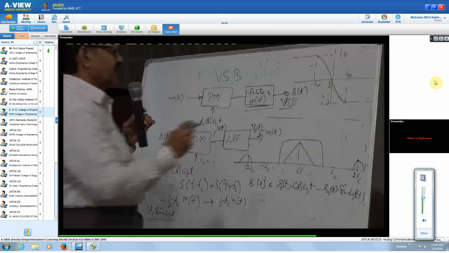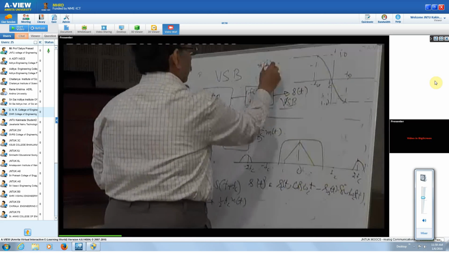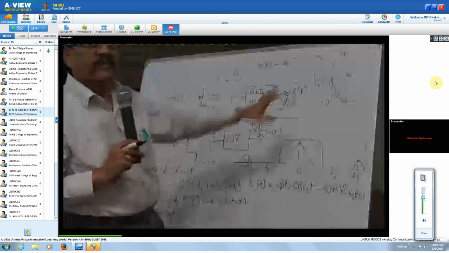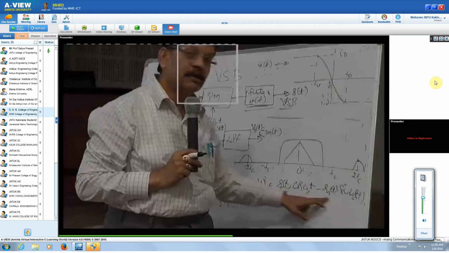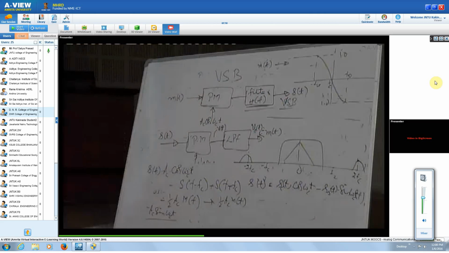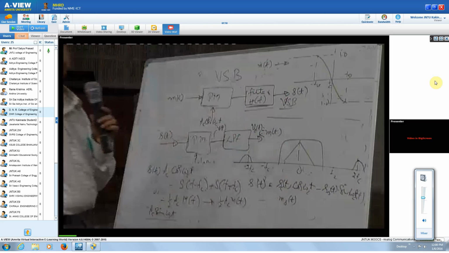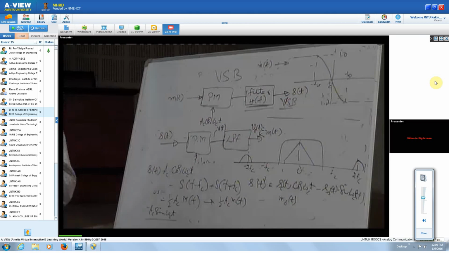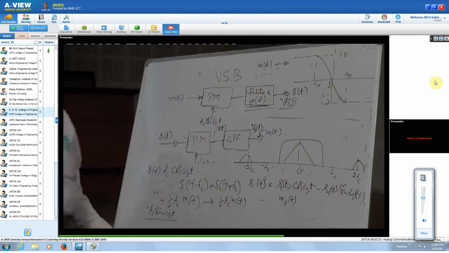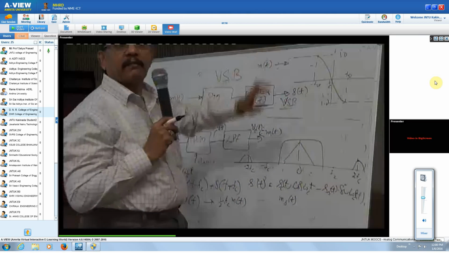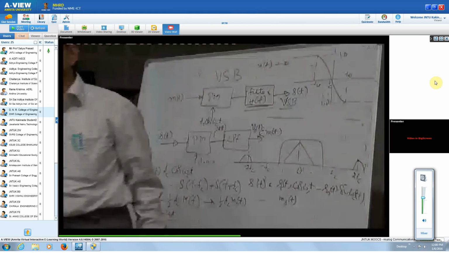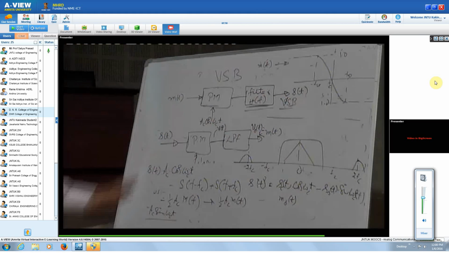So if you pass your m of t to a filter having these characteristics, we are going to get this quadrature phase signal, represented as ms of t. How to get ms of t? Passing this m of t to a filter like this, or a system like this, having the characteristics between minus fe and plus fe. The linear variation that we are going to have.